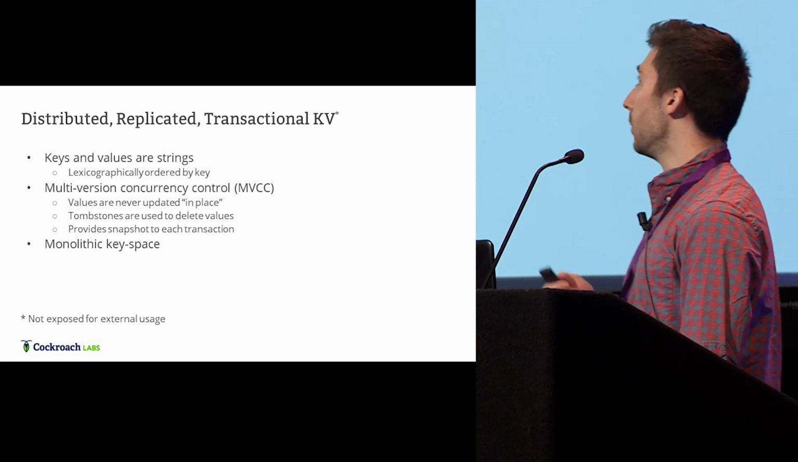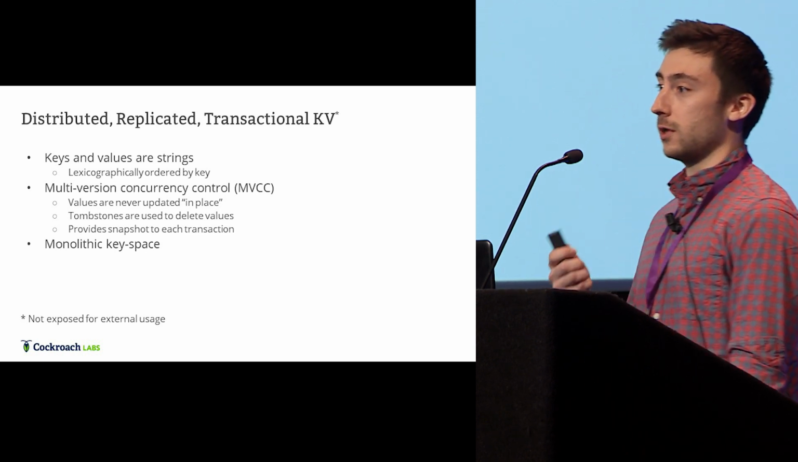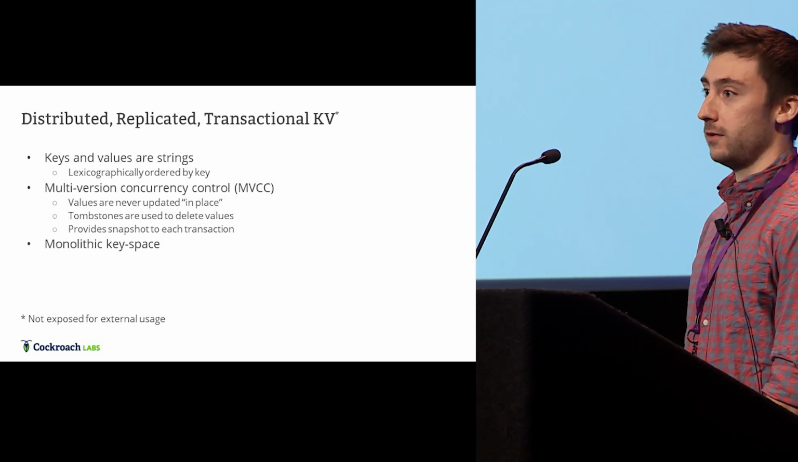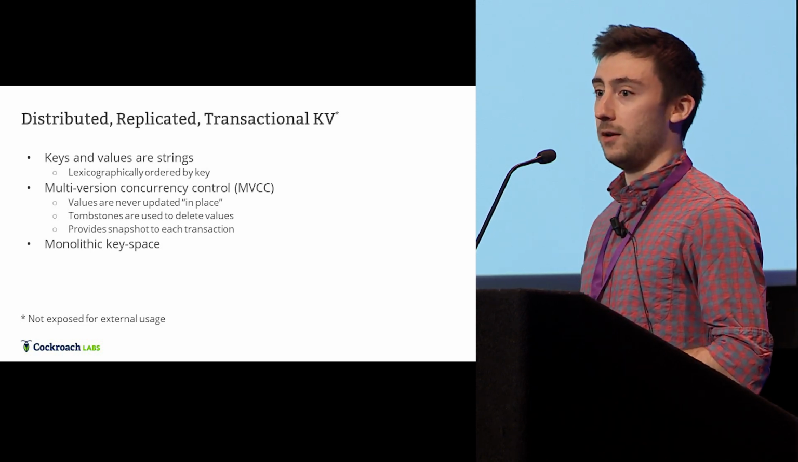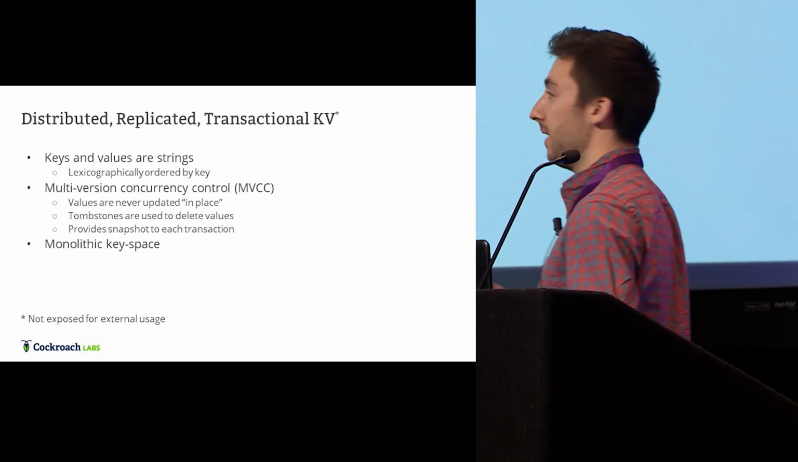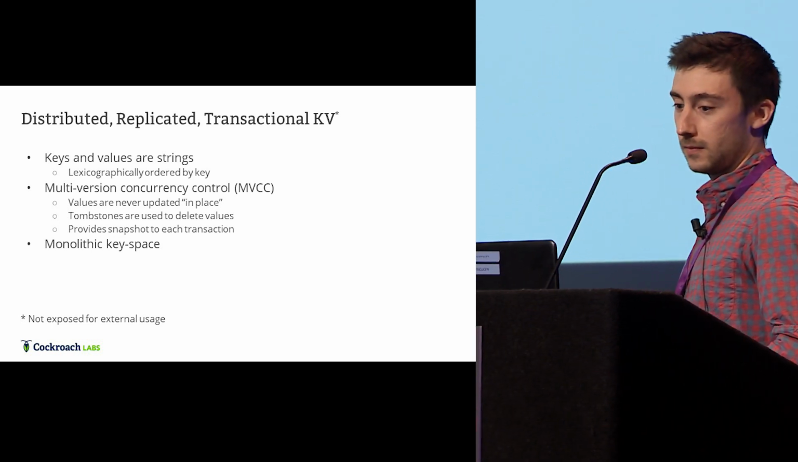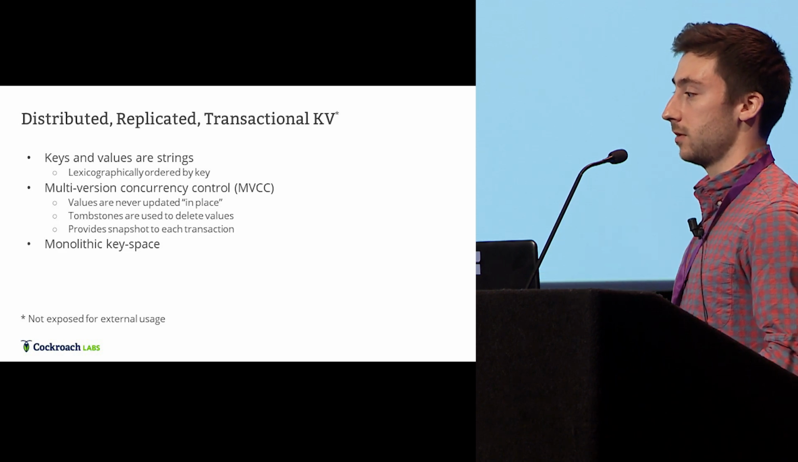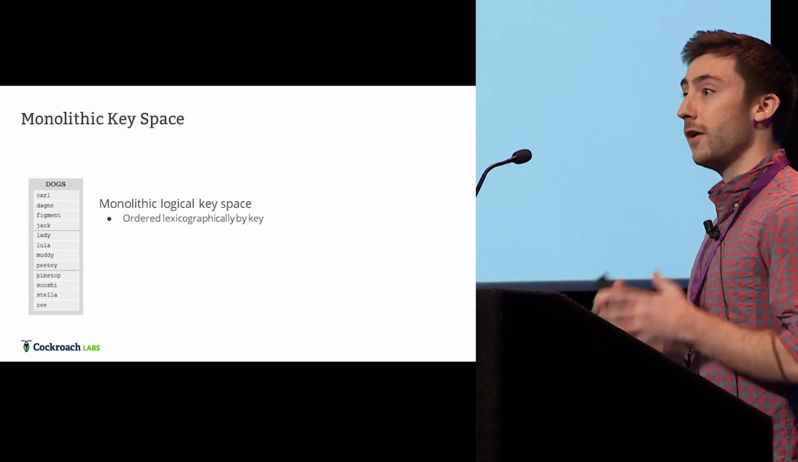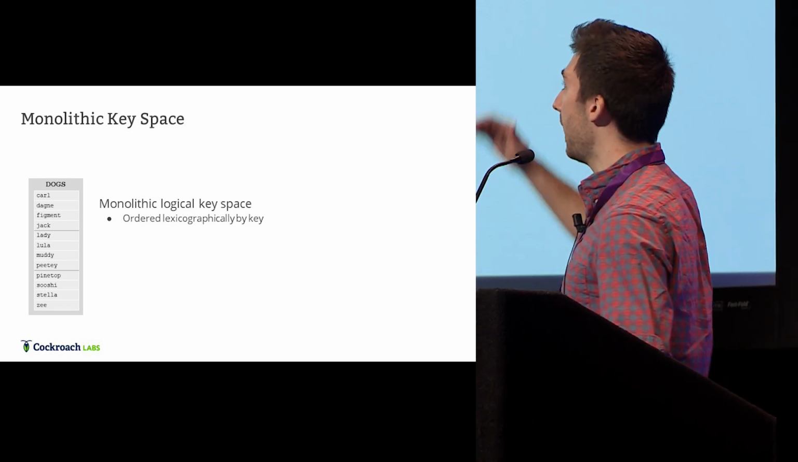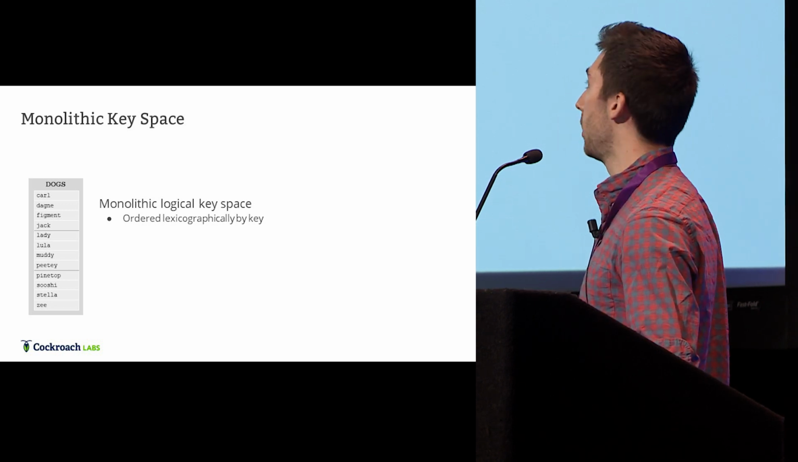So CockroachDB uses multi-version concurrency control. And it uses a hybrid logical clock scheme to version these keys and values. So that means that values are never overwritten. They're instead written with a new version, which improves concurrency within the system. And a lot of databases nowadays use this approach. The key value store exposes a single monolithic logical key space. And this key space is ordered based off of key.